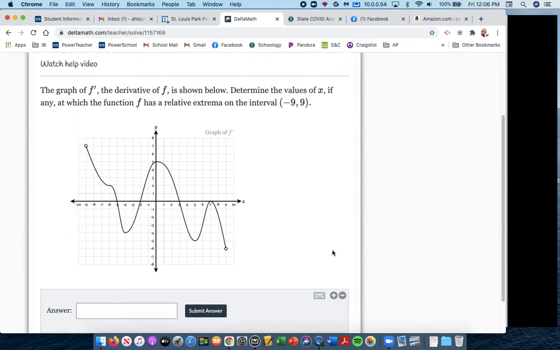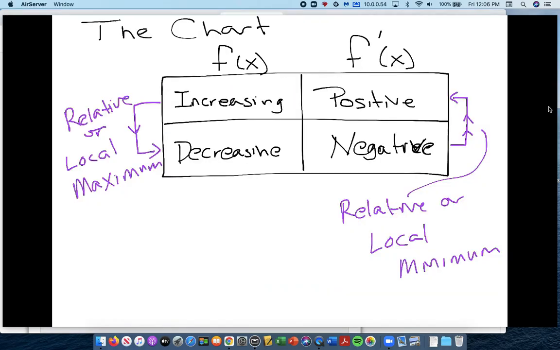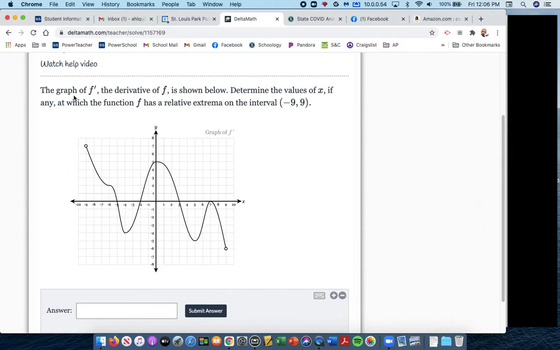Now, relative extrema. Just so you know, relative extrema are relative minimums or relative maximums. That's what relative extrema are. So when it's asked, the graph of f prime is given. So again, this is the graph of f prime. Determine the x values, if any, at which the function f has a relative extrema on this interval. Well, notice this graph goes from positive values to negative values. That would be a relative maximum. -5 is one of them.